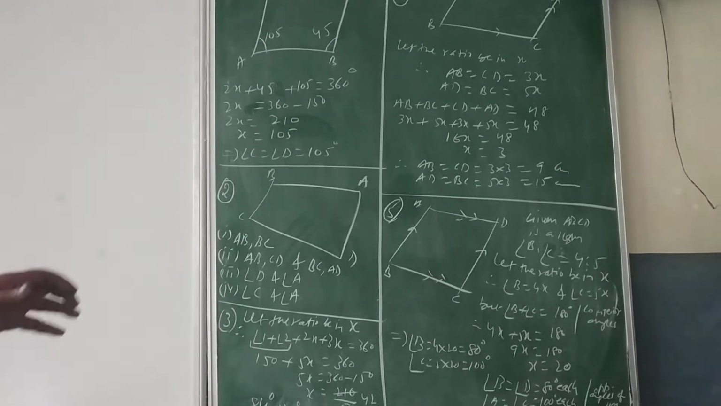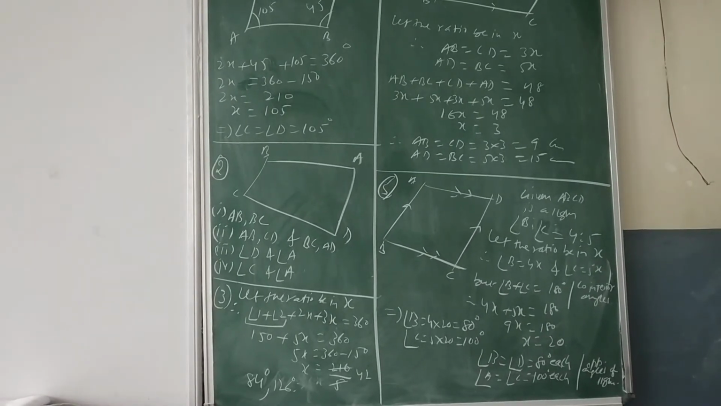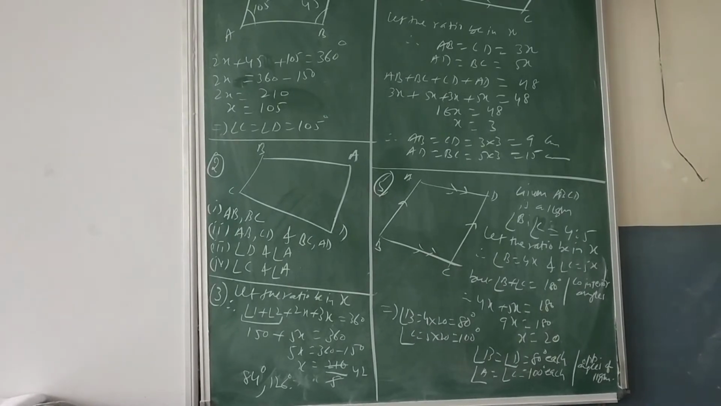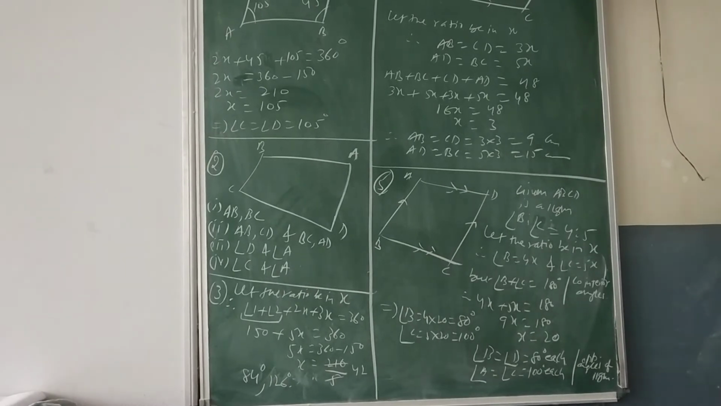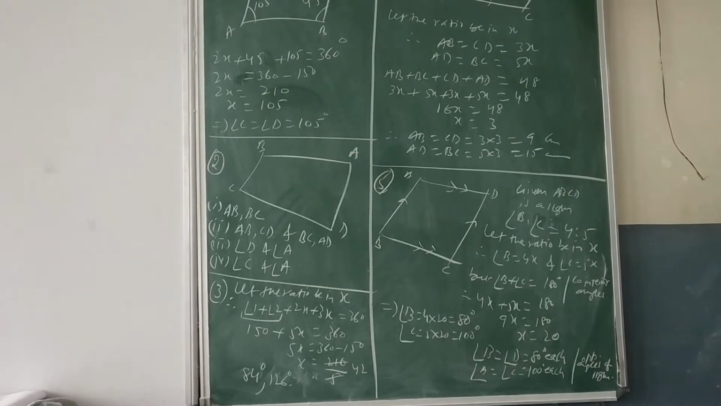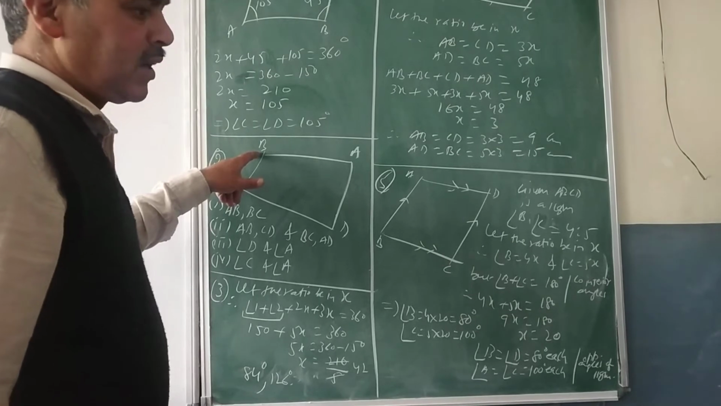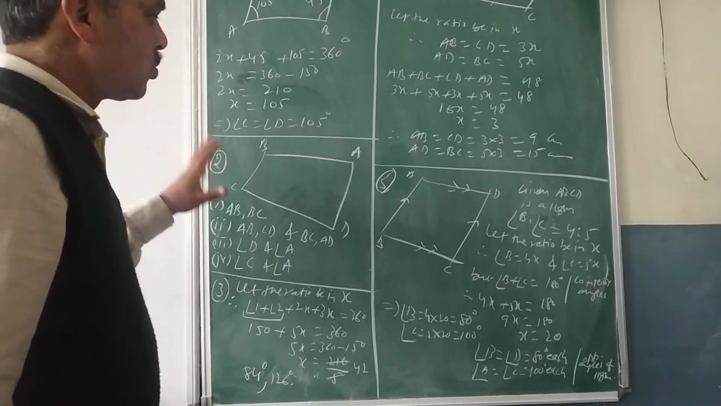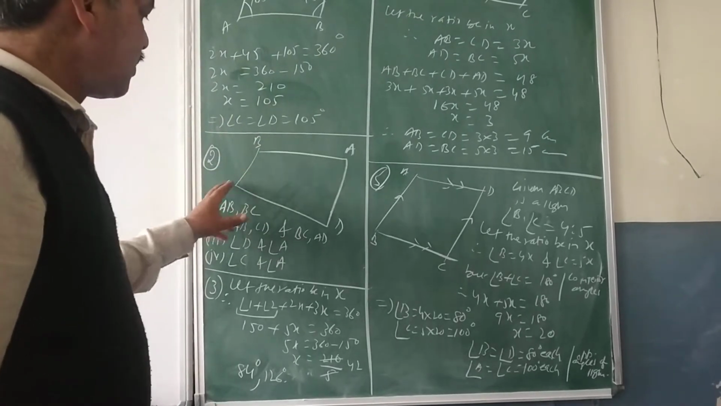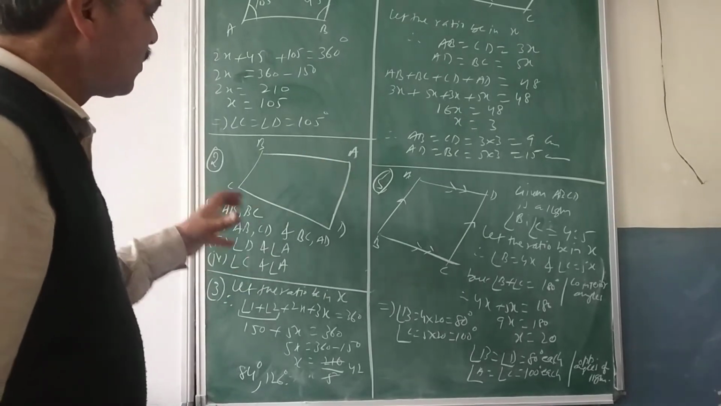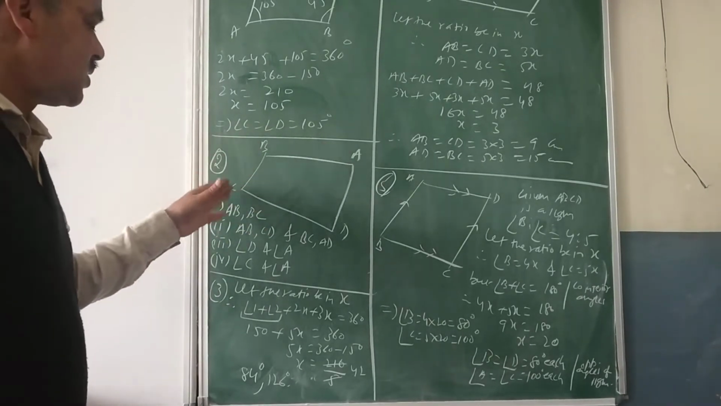In the second question, you were given a quadrilateral, and there were 4 parts to answer. First, a pair of adjacent sides. You can find a pair of adjacent sides when two sides have a common end point. One point is common between the two sides. Those two you can take as adjacent sides, as I have taken AB and BC. You can take BC and CD also, CD and DA also, whatever. A pair means you have to answer any one pair. So I have written here AB and BC are the adjacent sides.